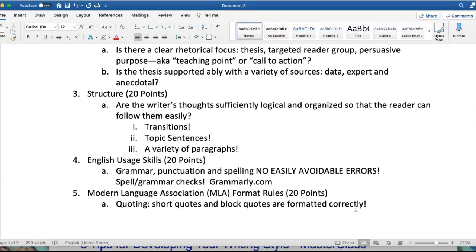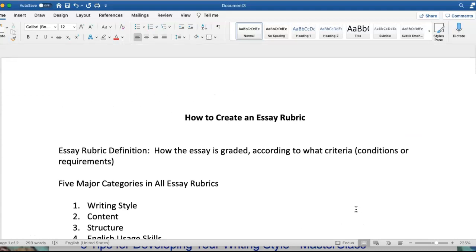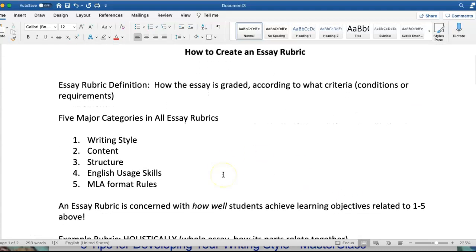So what is your opinion about how to create an essay rubric with these 5 categories in all essay rubrics? Have fun with this assignment. Don't stress out. You're in control.